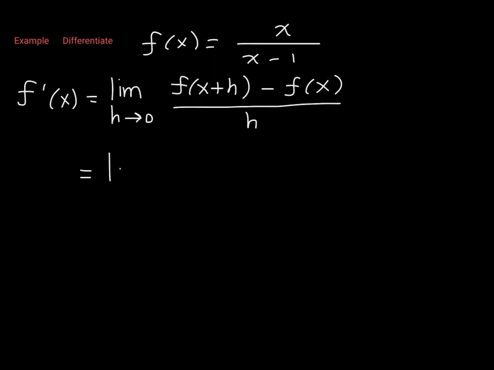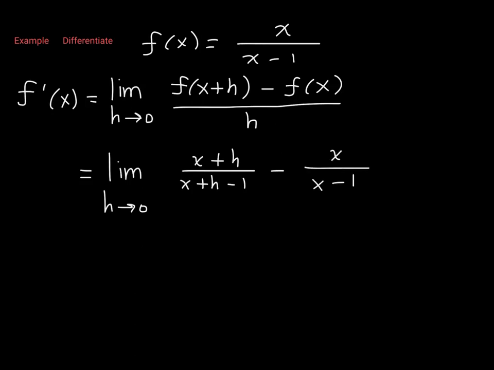This is equivalent to the limit as h approaches 0 of, now f of x plus h, we know that means we need to substitute x plus h into our function for both of those input variables. So now you have x plus h over x plus h minus 1 minus f of x. So it'll be minus x over x minus 1. And then all of this over h. All right, our job now is to simplify.